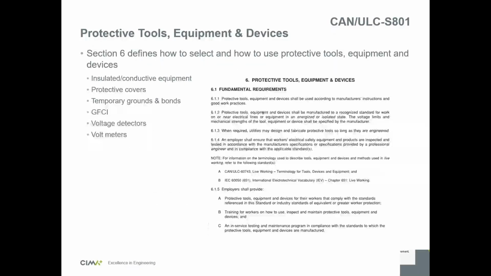Then you get into section 6 that defines how to select and how to use protective tools, equipment, and devices. So, for example, it covers insulated versus conductive equipment, when to use insulated versus conductive, what types of protective covers to use, how to use and what to use for temporary grounds and bonds. Then GFCI, so ground fault circuit interrupters, and then how to select voltage detectors and voltmeters. So these ULC standards do not really contain many tables or figures, so it's mainly more references to other standards.